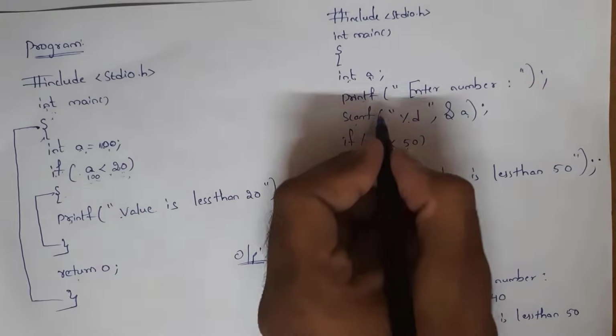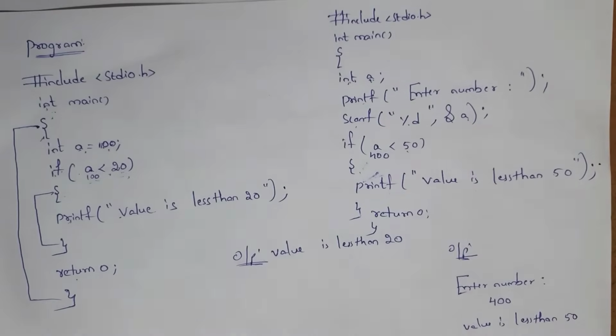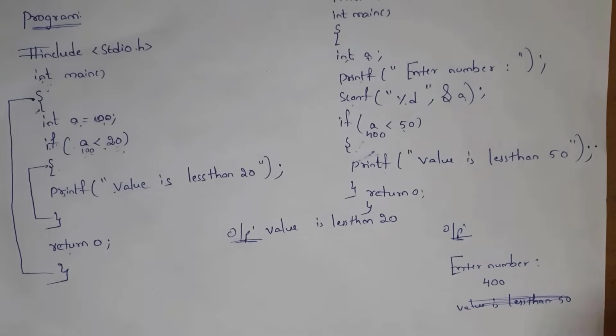For example, if I give 400 here, then 400 is not less than 50. 400 is greater than 50, so I will not get any output. This is the C program for the if statement.